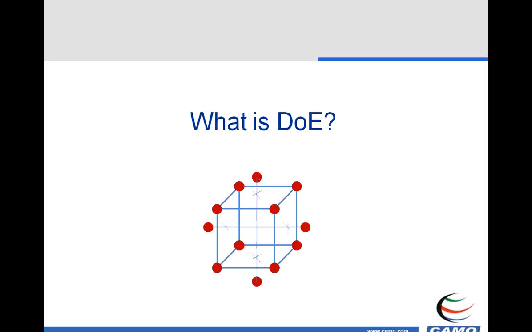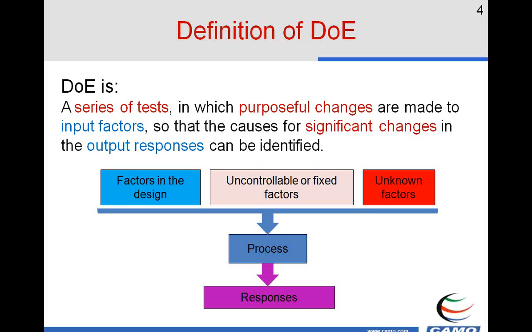So here we are going first to see what is design of experiment. We have first a definition here of design of experiment. It is a series of tests in which purposeful changes are made to input factors so that the causes for significant changes in the output responses can be identified. So in this definition there are several very important things. The first one is that DoE is a series of tests. So you need to do several tests, and you know in advance how many tests you are supposed to perform to get an answer.